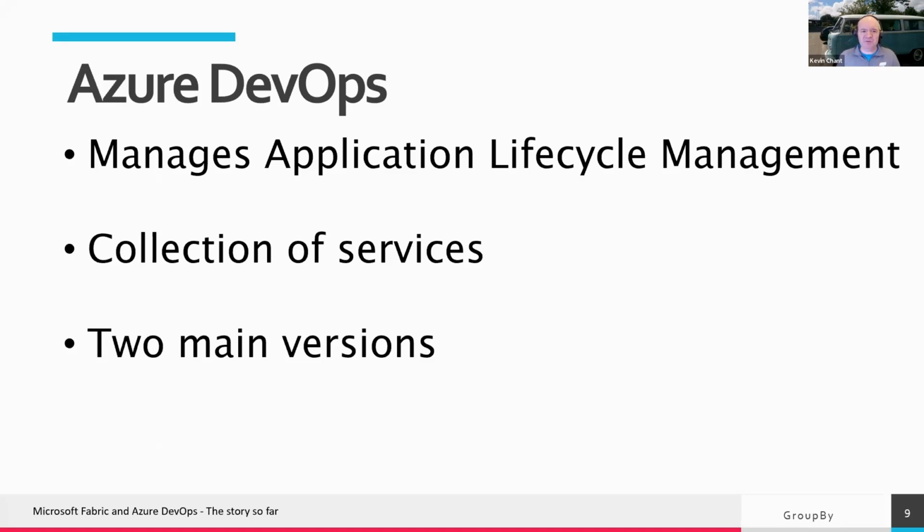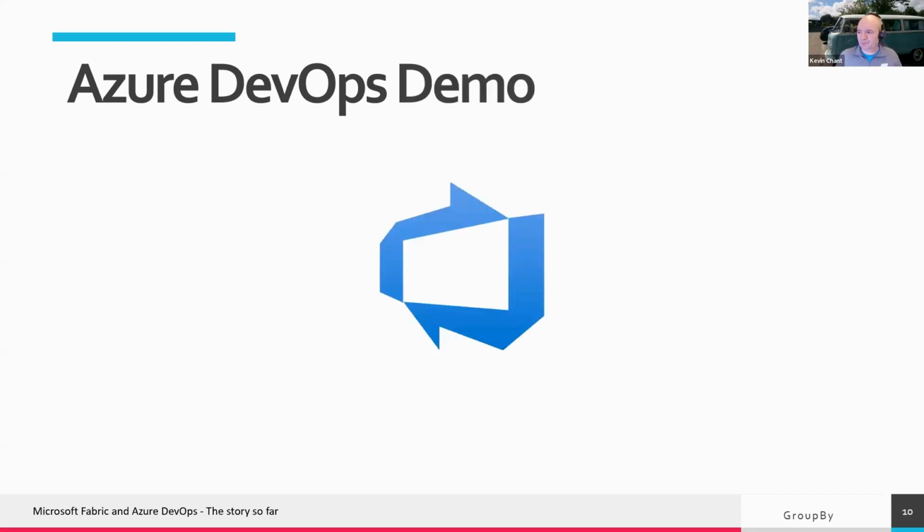Now, there's two main versions of Azure DevOps. There's Azure DevOps Services, which is the cloud-based version. And there's Azure DevOps Server, which is a server you can install on premises. And the reason I mention that in this session is because at this moment in time, Microsoft Fabric Git integration only supports Azure DevOps Services. So in other words, it only supports repositories in the cloud-based version. And I'm going to quickly go through Azure DevOps for you all now.